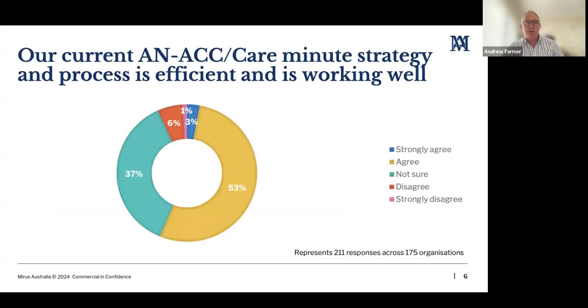So firstly, the poll. We asked everybody 4 questions. The first one was, our current AN-ACC care minute strategy and process is efficient and is working well. It's reassuring to see that 56% of people said they agree or strongly agree that their strategy and process is efficient and working well. But it's still a little bit alarming to see that over 43% of people either are not sure or disagree or strongly disagree. And that's after almost 2 years of AN-ACC.